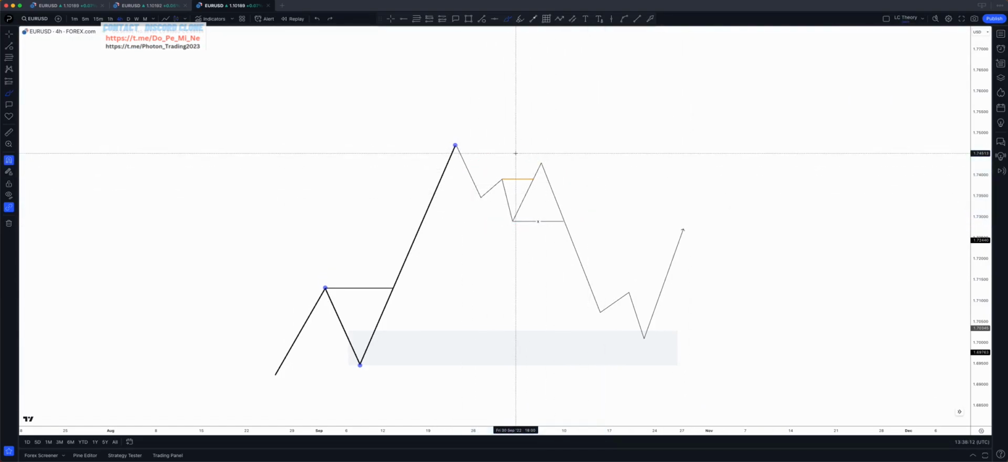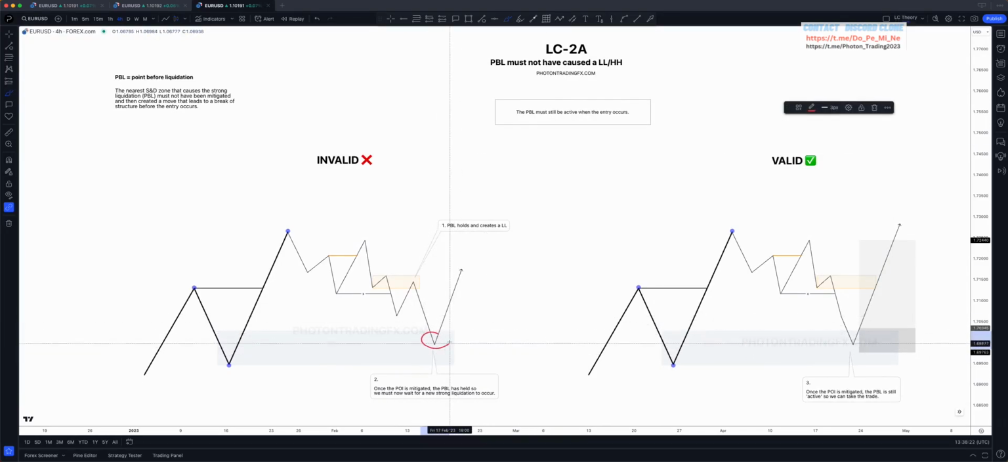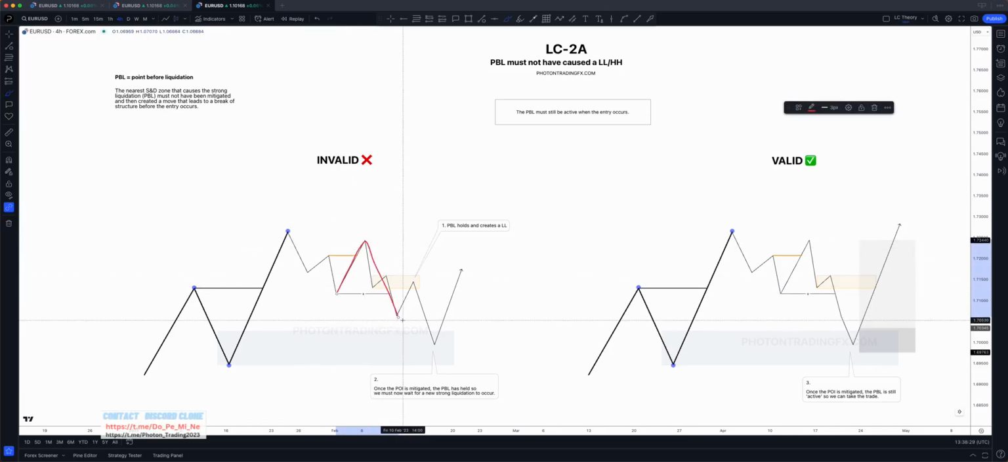So if you don't want to use discretion and you want a mechanical rule, well, you saw the first rule that we suggested in the previous lesson, and that's the PBL method, right? So that is this diagram here, where we get step one, POI mitigation. Step two, was there a strong liquidation? Yes, we have a low that broke a high that then got liquidated. Step three, is this liquidation still relevant?